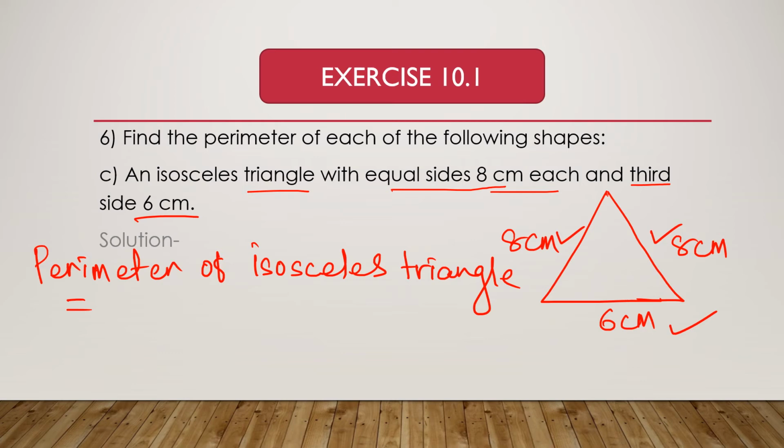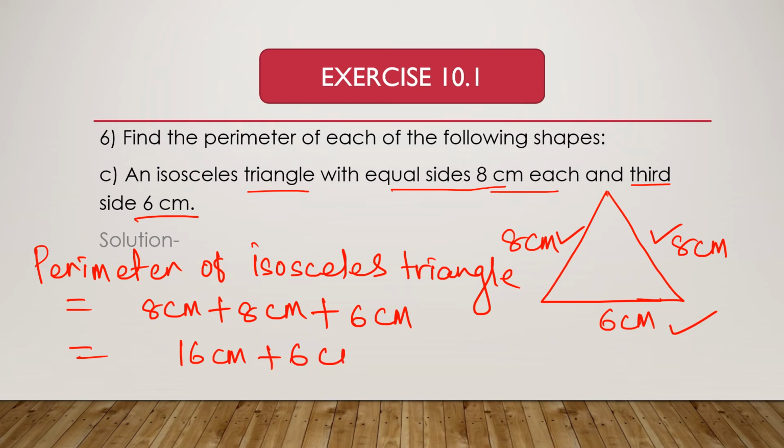Perimeter of isosceles triangle is 8 centimeter plus 8 centimeter plus 6 centimeter. That is 8 plus 8 is 16, 16 plus 6 is 22 centimeter. So perimeter of the isosceles triangle is 22 centimeter.